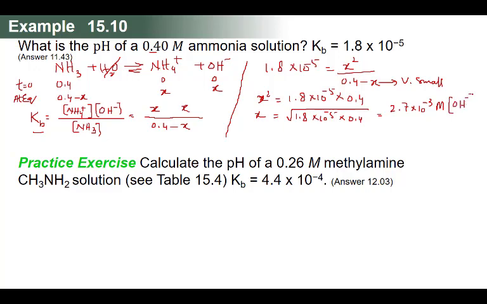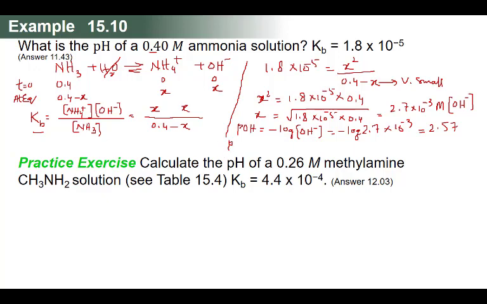Now we change this OH into pOH. So pOH is equal to negative log of OH negative. So this will be negative log of 2.7 into 10 raised to the power minus 3, which is equal to 2.57. This is pOH. So how to calculate the pH?